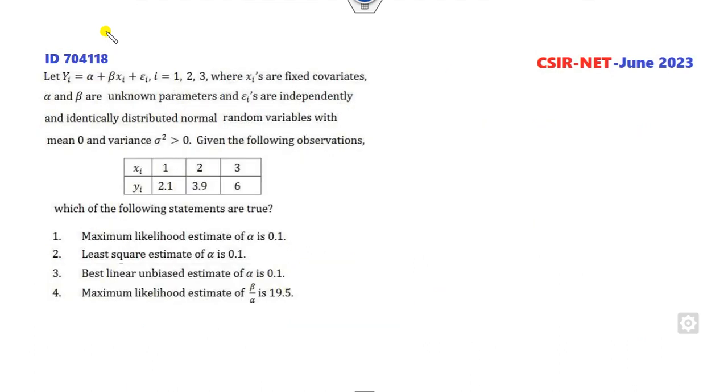Okay, this is the same question I already explained in my last video as well, which is related to the linear regression model. I already explained it with the help of shortcut tricks. I will re-explain them again. You have to find the MLE, least square, BLUE as well. So what is that? Y is equal to alpha plus beta x plus epsilon i.